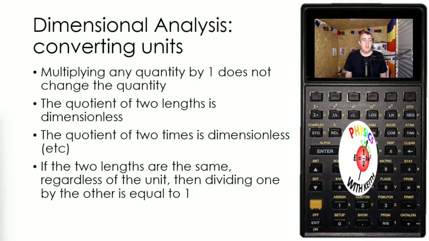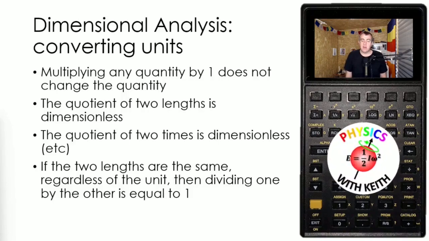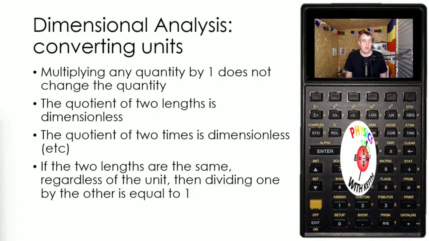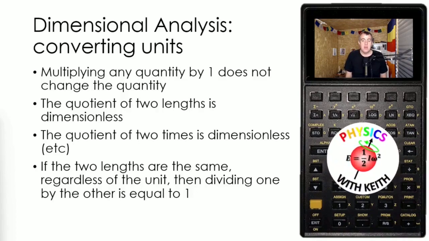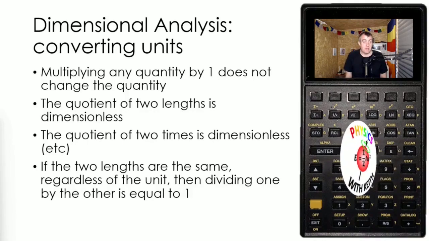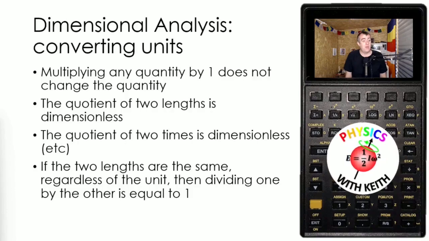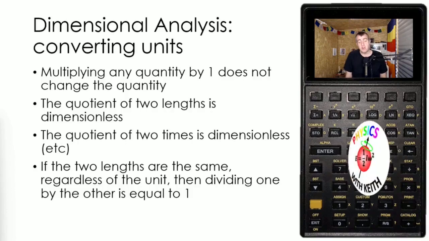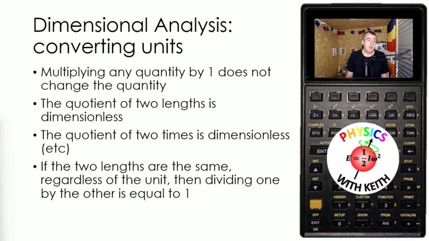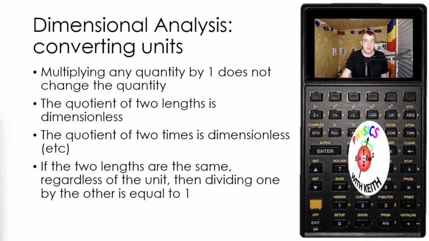It says here, you're dividing a length by a length. So the quotient, that's what you call it when you have one number divided by another, of two lengths is going to be dimensionless. It's also going to be equal to 1 if the two lengths are equivalent to each other. The quotient of 2 times is also dimensionless, and so on. So that's just saying what we've already said.